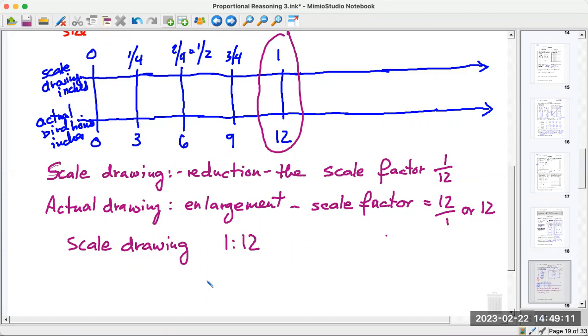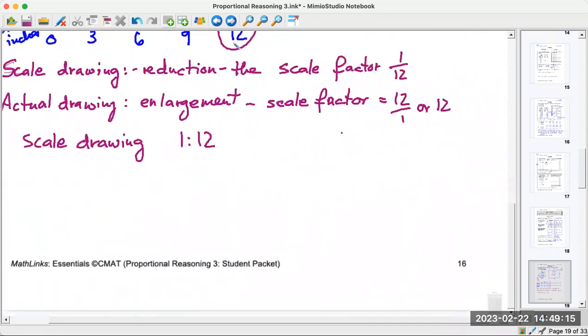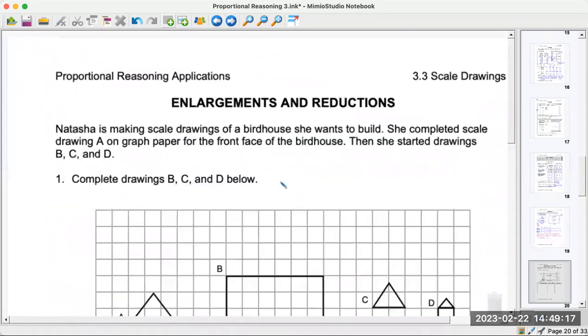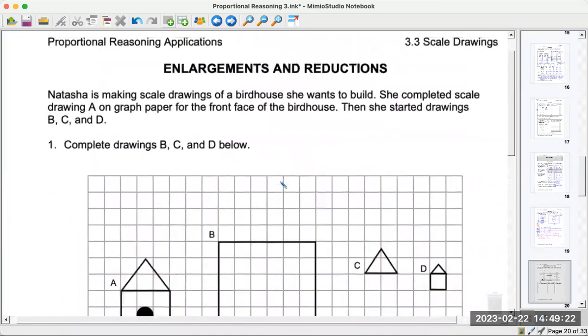So that's that page. Let's move on. This was page 14, no, 16. And now we're going to 17. All right. Yep. Okay, more birdhouses, it looks like.